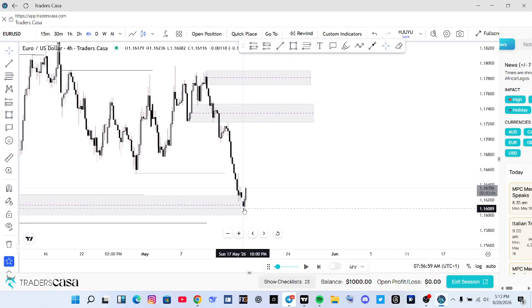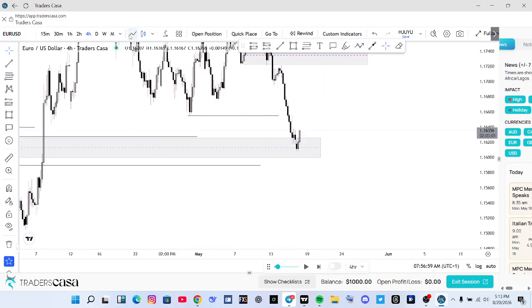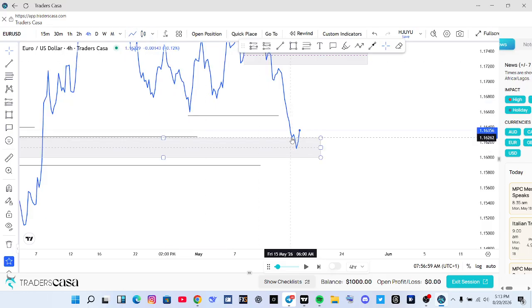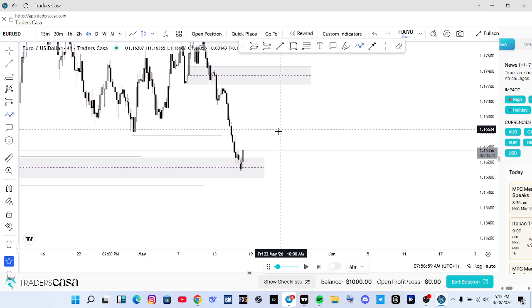Now, for price to move from here to here, it might take the whole week or more than half of the week. So now, what we are expecting, since price is already rejecting this zone, and if you look at 4 hour, you see an internal break here on 4 hour. What we should be expecting is this.